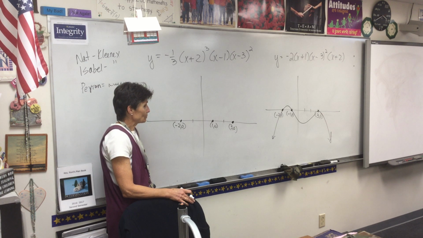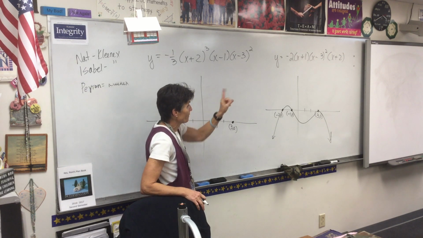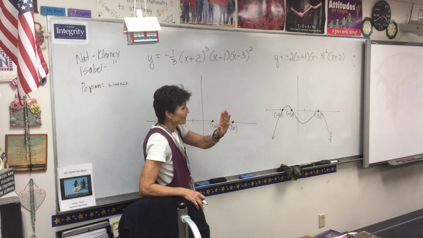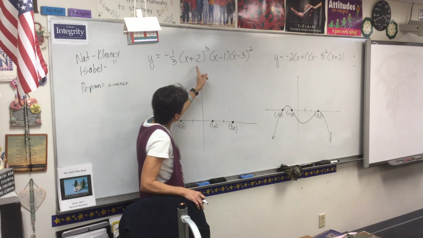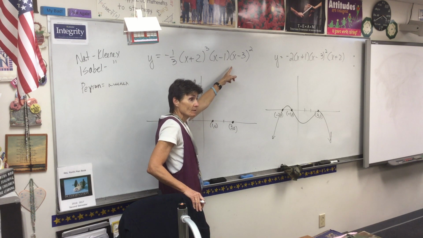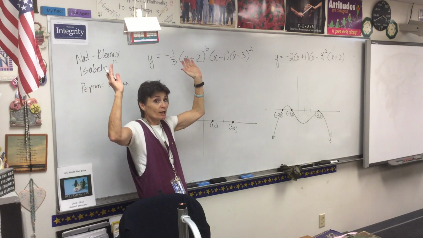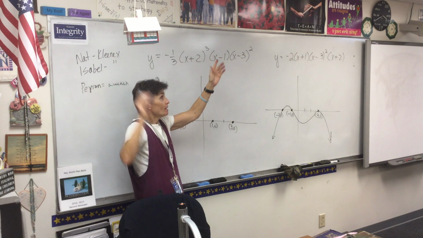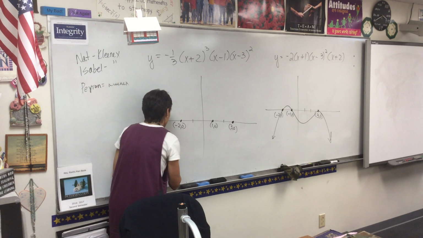Now, I know these dots have to be connected. They're going to be connected either with pass through, bounce off, or squiggles. But I need to know where to start. So I'm going to look at the degree. I've got 3, 4, 5, 6. This is a 6th degree. Yep. 6th degree should start up, end up, but there's a negative in front of it, so it's going to start down.